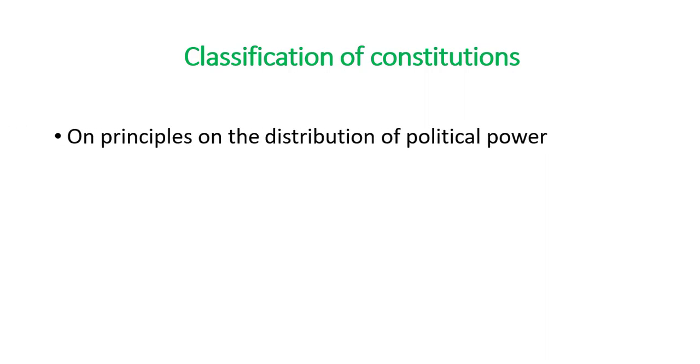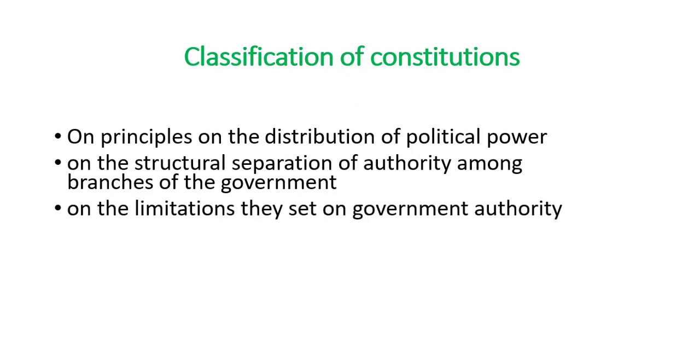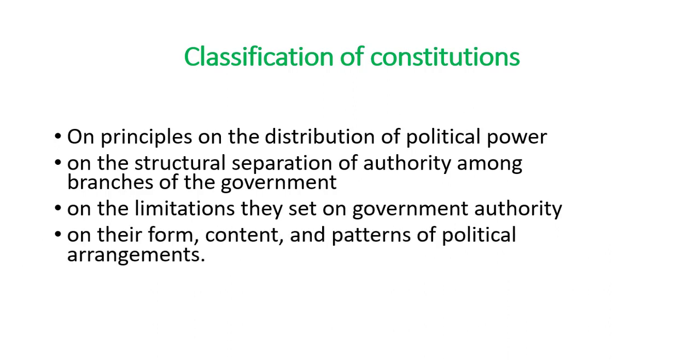Constitutions in different political systems differ from one another in terms of their principle, based on the distribution of political power, or based on the structural separation of authority among the branches of the government, and based on the limitation they set on government authority. Moreover, constitutions of various countries differ from each other based on their forms, content, and pattern of political arrangements. This difference may have been caused by differences in historical background, social tradition, and political practice.